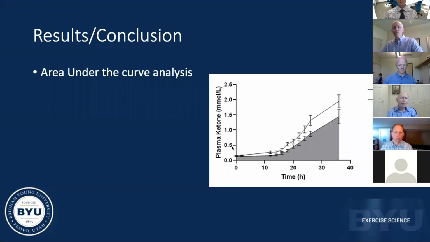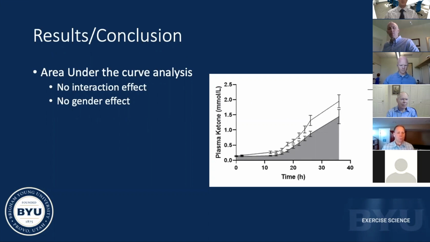But you'll see that top line is the fasting and exercise. And then that bottom line is fasting only. So there was a smaller area under the curve if they only fasted, and more area under the curve if they added exercise to it. There was no interaction effect, which was great. There was also no difference between genders. So all of these data points are with both genders combined.